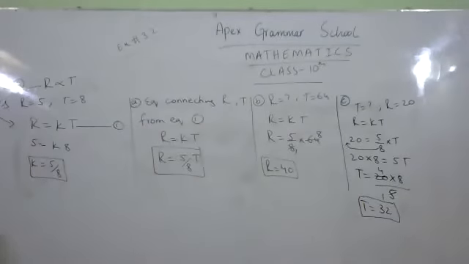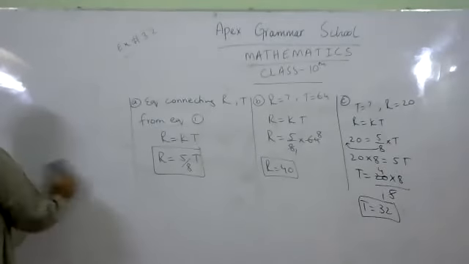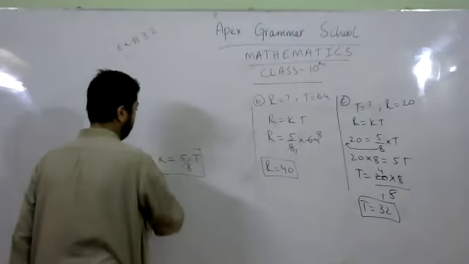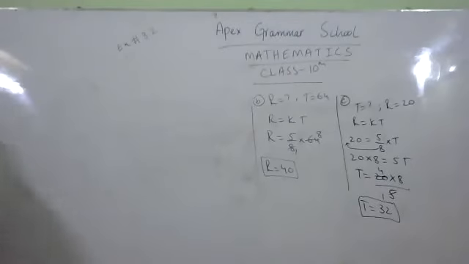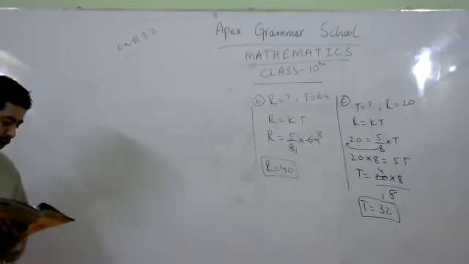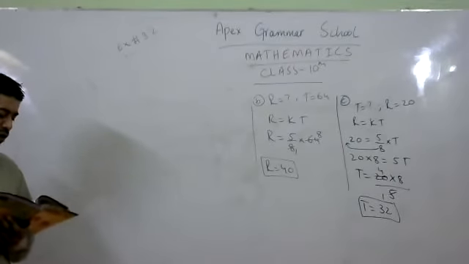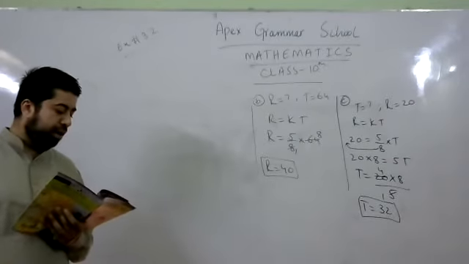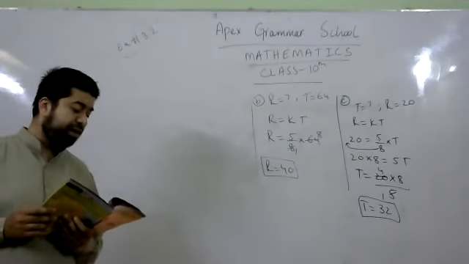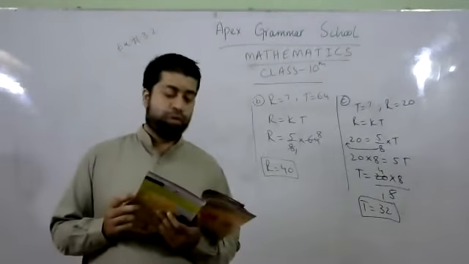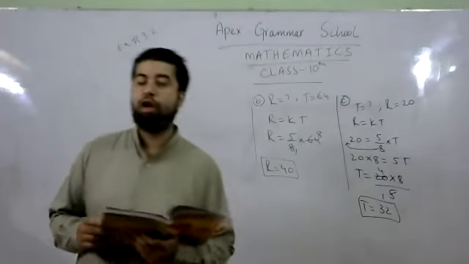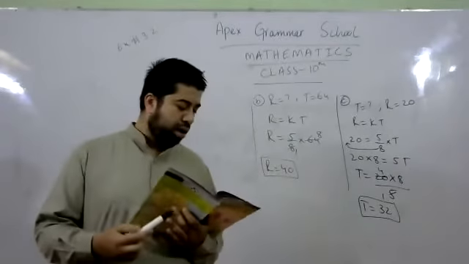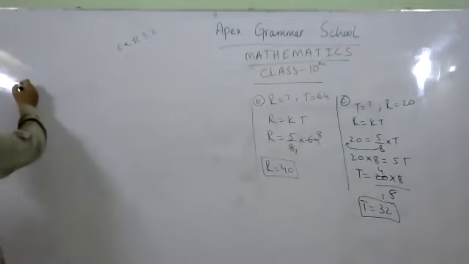These are simple questions according to directly proportion and inversely proportion. Question number 4 and question number 5 are again the same question. The only difference between question number 3 and 4 is that in question number 4, t contains the square. r is directly proportional to t square. So you just need to solve it according to the square. Now we are going to solve question number 5.